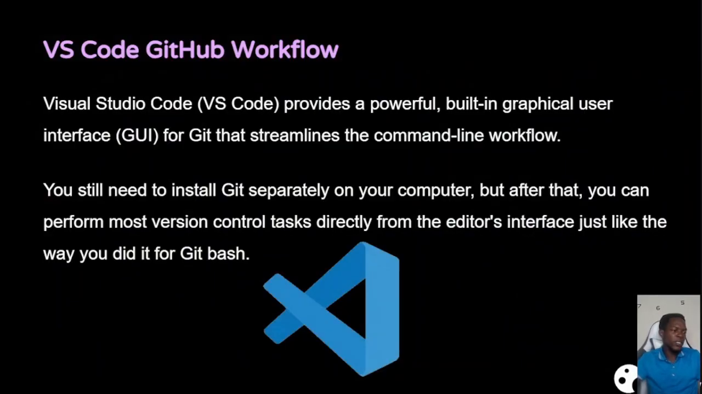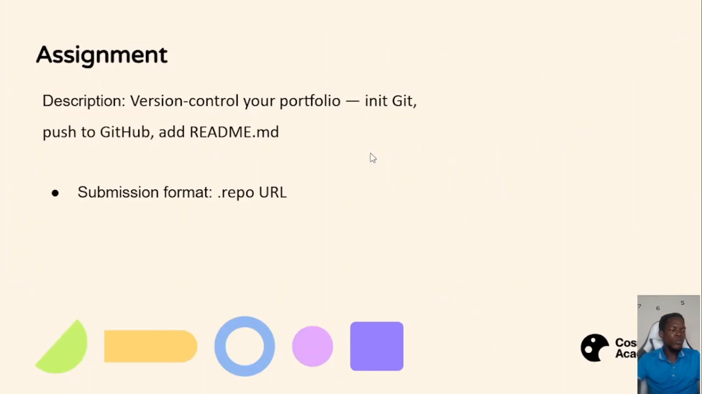So with all that being said, I want us to work with what we've been doing so far, all our HTML, CSS, and JavaScript assignment folders and all that. I want us to create a GitHub account, save them online, and push your code online, then send a link to me as your assignment. So that will be the assignment for this week. The assignment will be version control your portfolio. So you use your git init, push to your GitHub, and add a readme file.